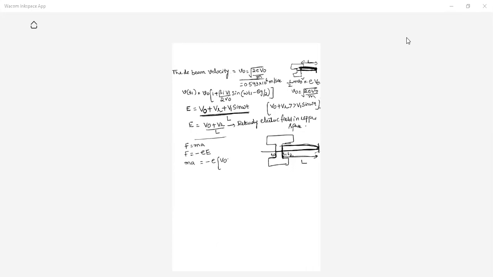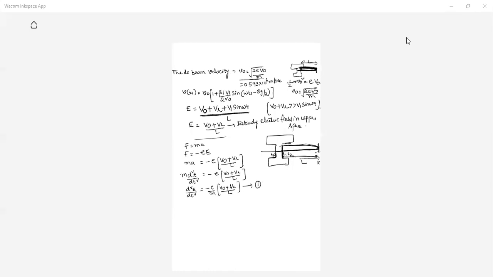It is nothing but (V naught plus VR) by L. So what is acceleration? d square z by dt square. The distance, we can call it z, since the electron is traveling in the z direction. So d square z by dt square is equal to minus e by m into (V naught plus VR) by L. Let us name it as equation number 1.